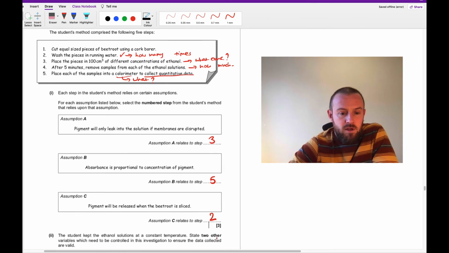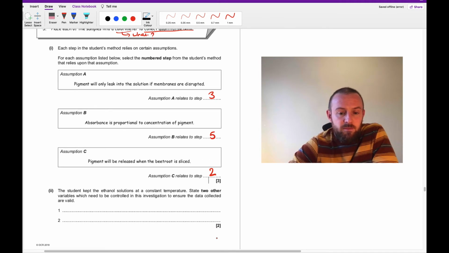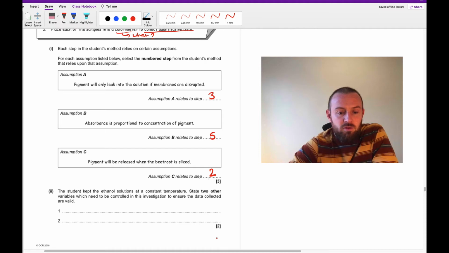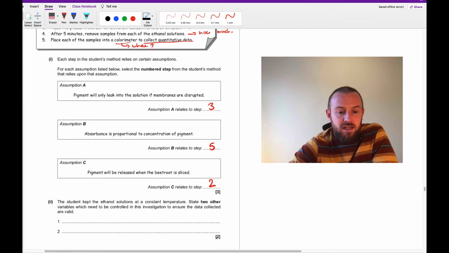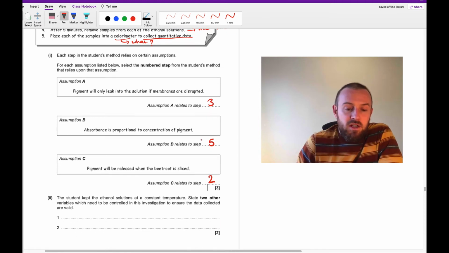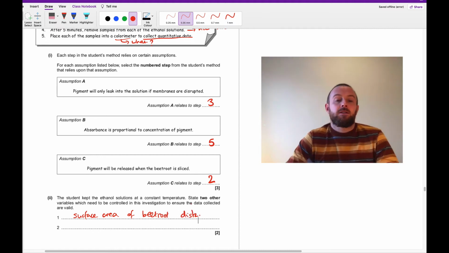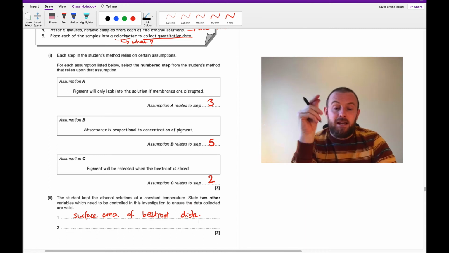Okay, so the student kept the ethanol solutions at constant temperature. State two other variables which need to be controlled in this investigation to ensure the data collected are valid. Well, certainly the surface area of the beetroot disc is going to be 1. It didn't really say that in the description, because it didn't say how thick the slices of beetroot were.